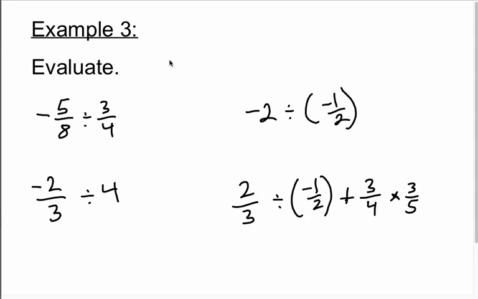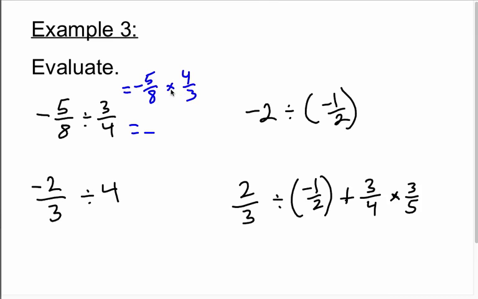Okay, next we're going to look at some division. In order to divide, we multiply by the reciprocal. So here we have divided by 3/4. We're going to change this to -5/8 times 4/3. So we multiply by the reciprocal. We take this fraction and we flip it. Now negative times positive is going to give you negative.